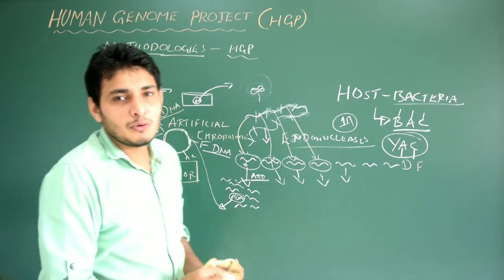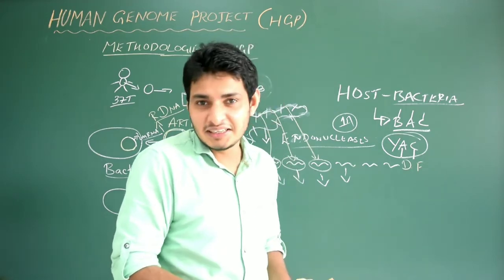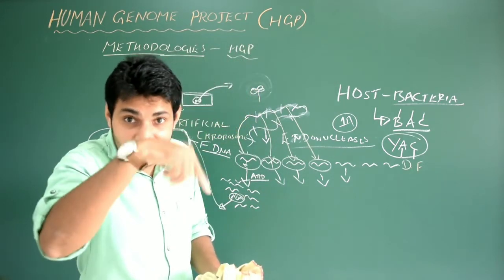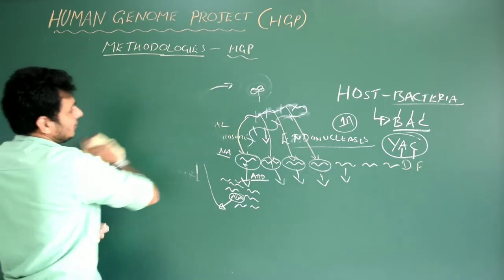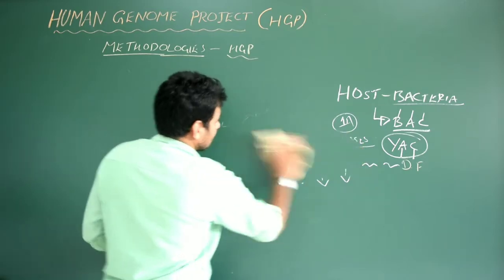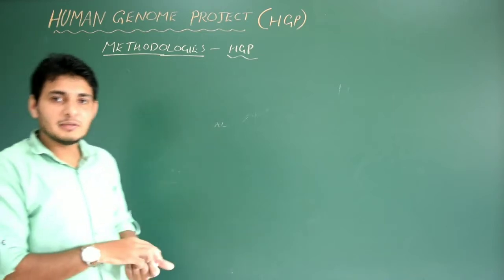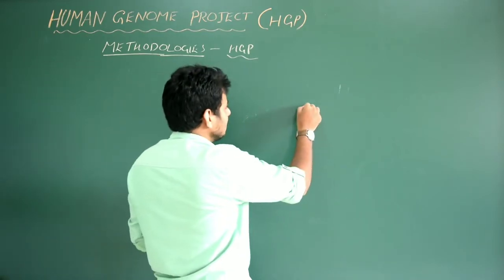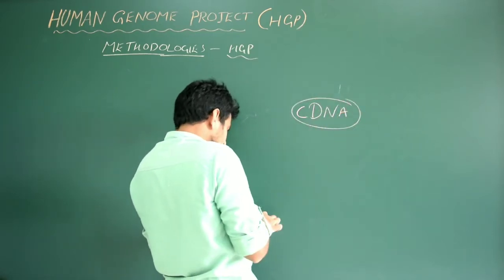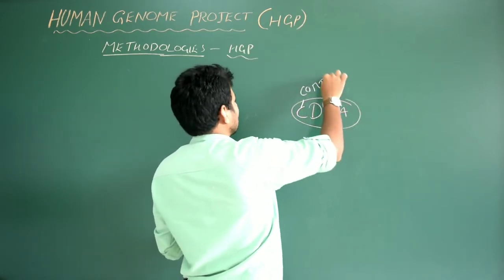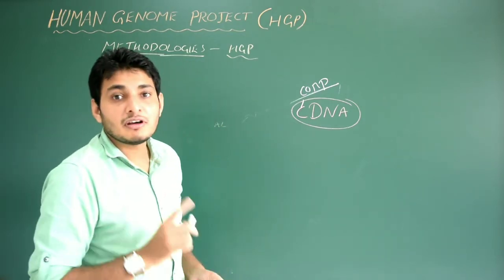I think you have heard about cDNA. We have heard about aDNA, bDNA, cDNA, zDNA. What is this cDNA? I have not explained the methodology yet, I have only said the procedure. Now I am going to write the methodology. Let me write something about cDNA. C means complementary. Complementary DNA, which is produced as a result of reverse transcription.